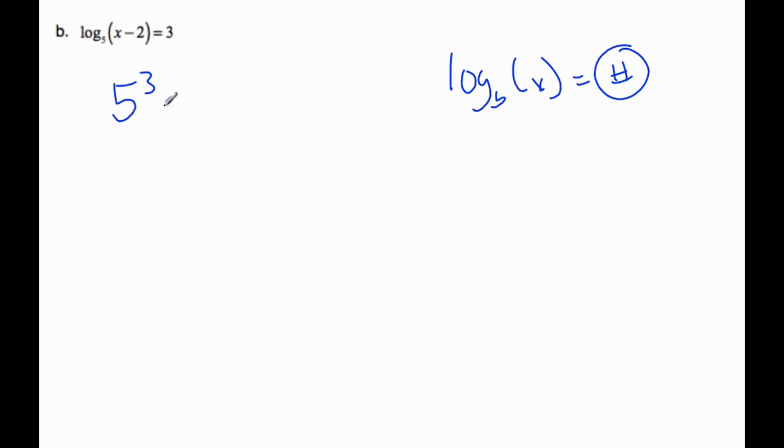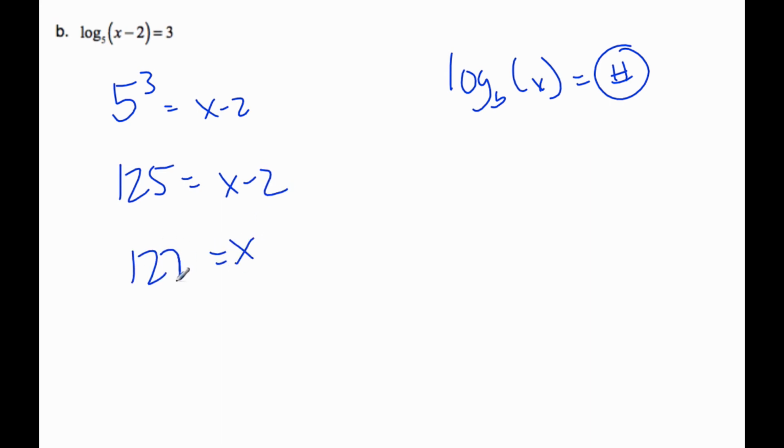Trying another type. The other kind of logarithm equation I have is if I have log of some base of an x of some kind equal to some kind of a number. Well, when I do this, often the easiest thing is to just rewrite in exponential form. So 5 to the 3. Well, I know this is 125 is equal to x minus 2. So x will be 127 is the exact value of that.